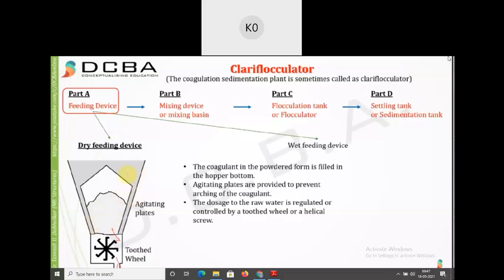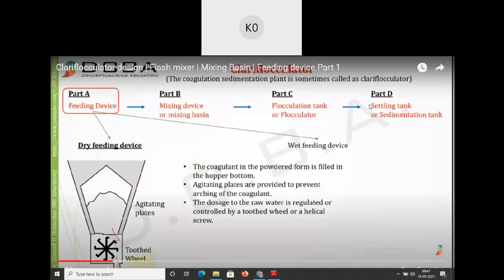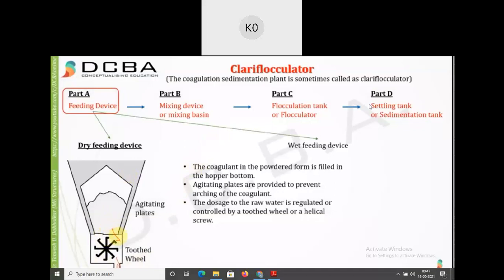The dosage to the raw water is regulated or controlled by a toothed wheel or a helical screw. Whenever we want this coagulant, in whatever quantity we want, this can be rotated, and then we can get the coagulant from there.